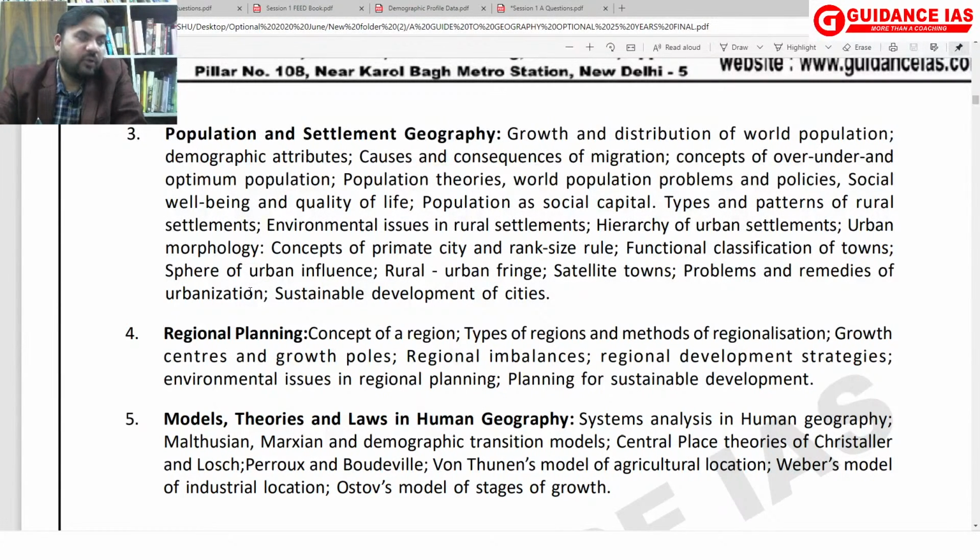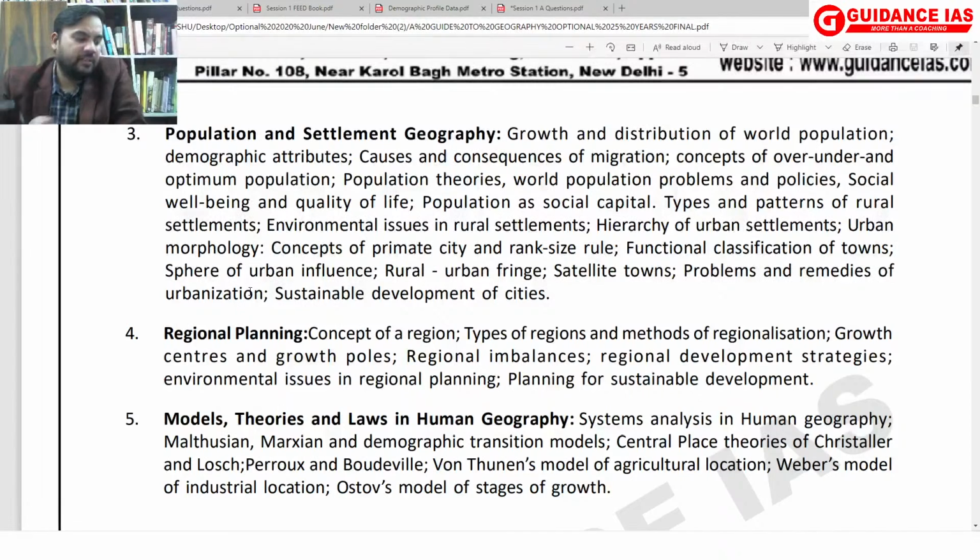So human geography, which is here, is not only useful for paper 1. Its direct relevance is not limited to paper 1. Its relevance is huge in paper 2 as well. That is why this should be taken very seriously. And second thing, in your optional classes, this was the topic which was hardly touched by the teachers.